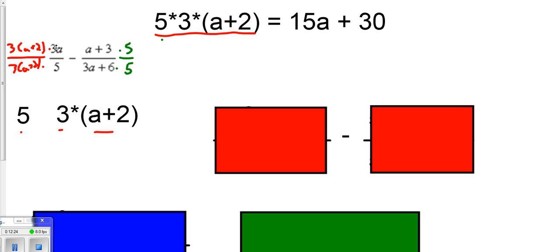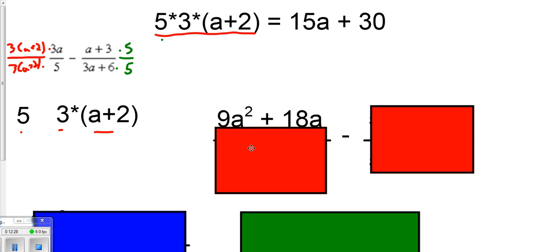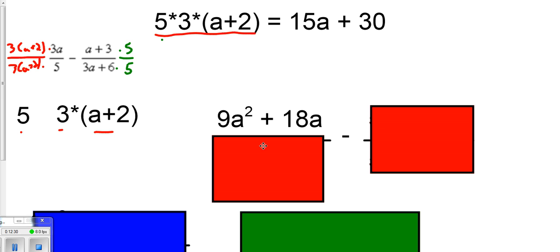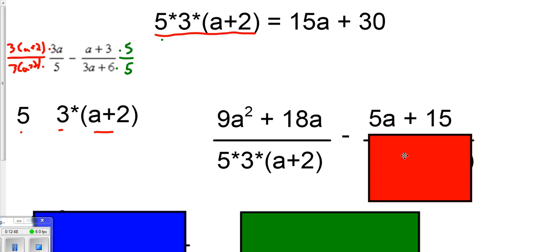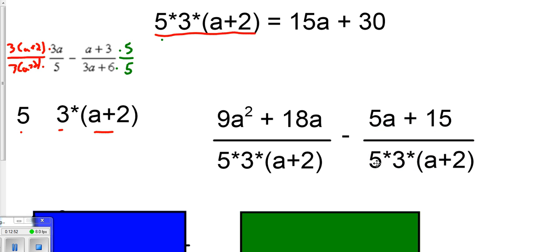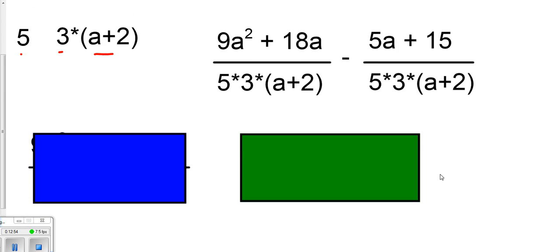3 times 3a is 9a. 9a times a plus 2 becomes 9a squared plus 18a. On the bottom, we keep our common denominator of 5 times 3 times a plus 2. Minus is still in the middle here. A plus 3, this is all one factor being multiplied by 5, so we have to distribute it. It becomes 5a plus 15. And our common denominator stays as 5 times 3 times a plus 2.